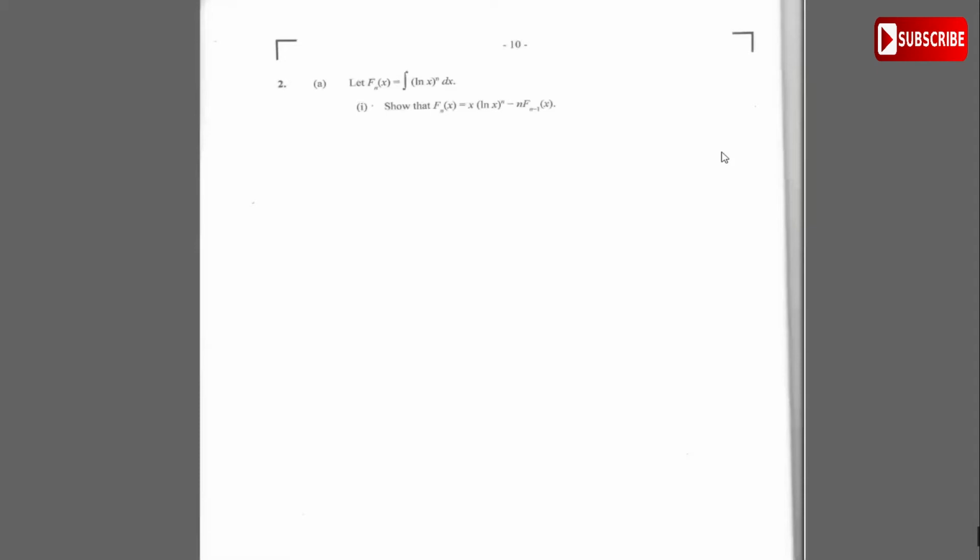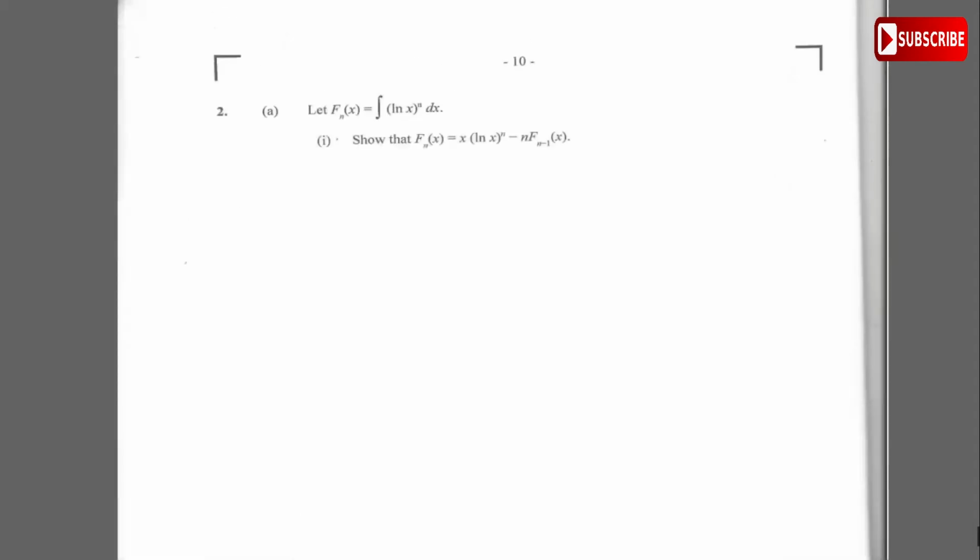So it says, let fn of x be equal to the integral of (ln x)^n. Show that fn of x is equal to x times (ln x)^n minus n times fn minus 1 of x. All right, so we're supposed to show this. Now let's do this question. Show that fn x is this. Now, to do this question, very easy.